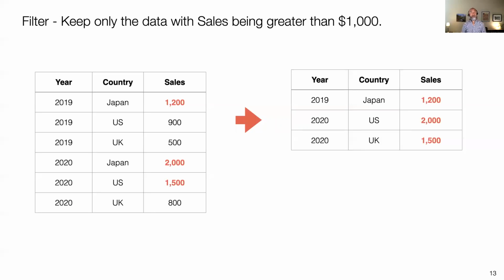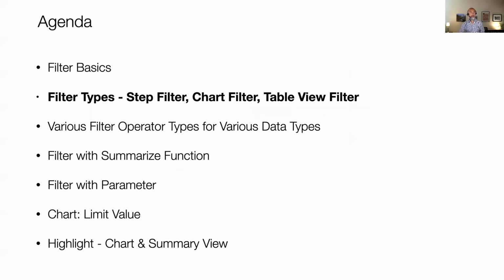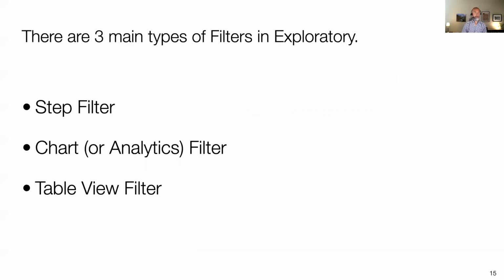These are examples of very simple filtering, with just one condition, but you can create multiple conditions, combining, let's say, country and sales and the year and so on. So that's really what the filter does. And then in Exploratory, the main ones are these three types: step filter, chart filter, and table view filter. The step filter is basically the filter that you think of and use in Exploratory.